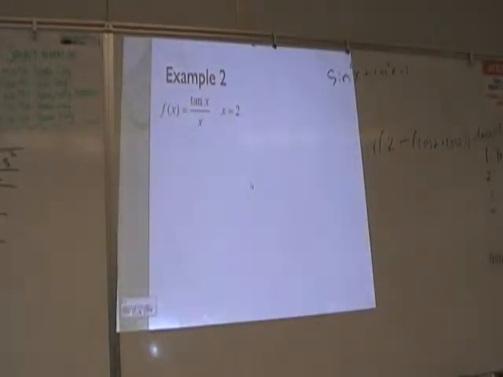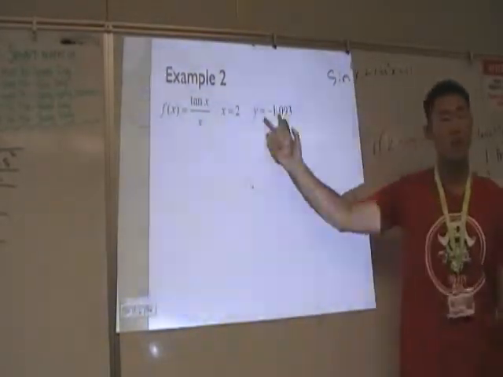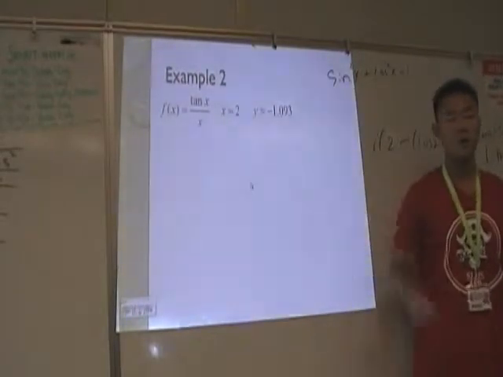Okay, so anyway, this was the original problem. What did we just find? The slope, right? So I'm going to figure out y by plugging 2 into x to figure out what my y coordinate is. So here's my x and y coordinate.